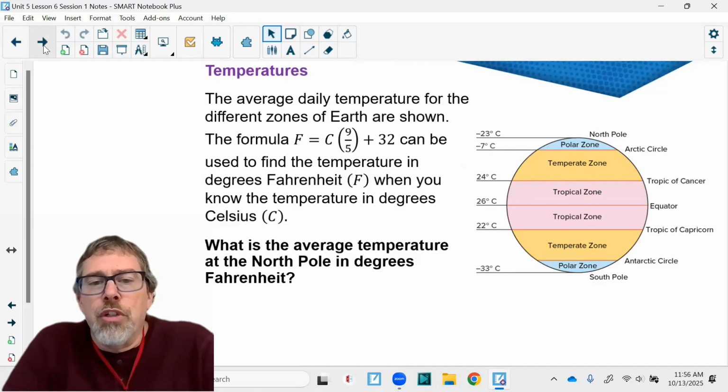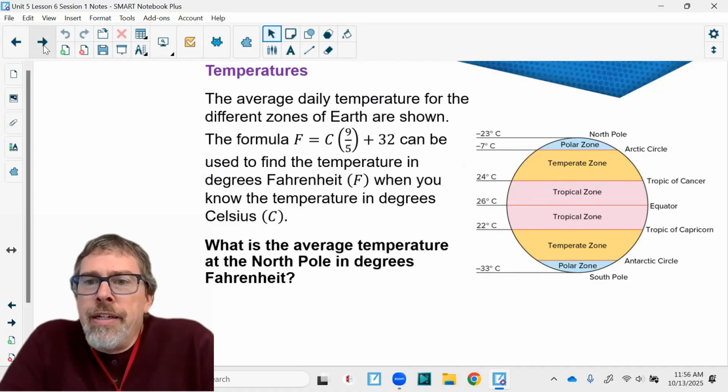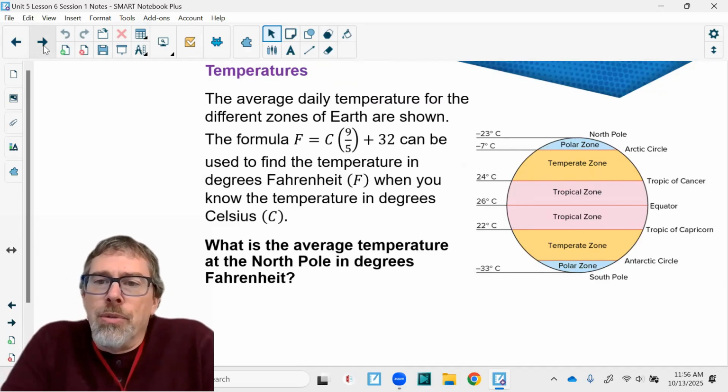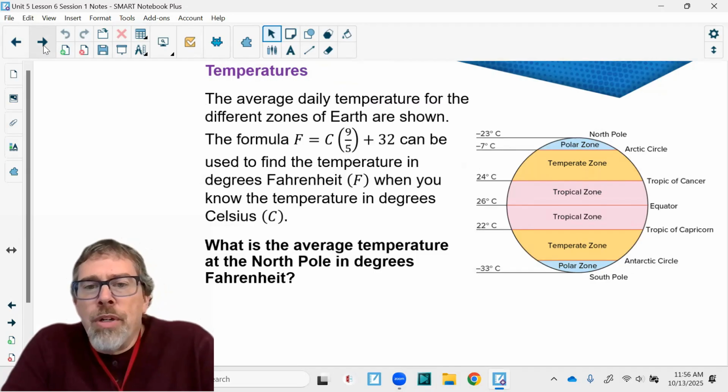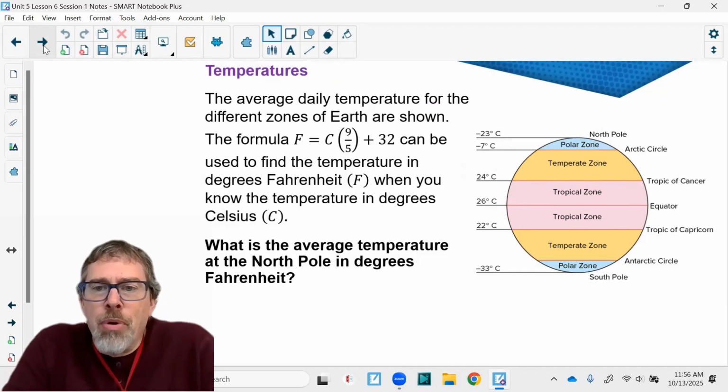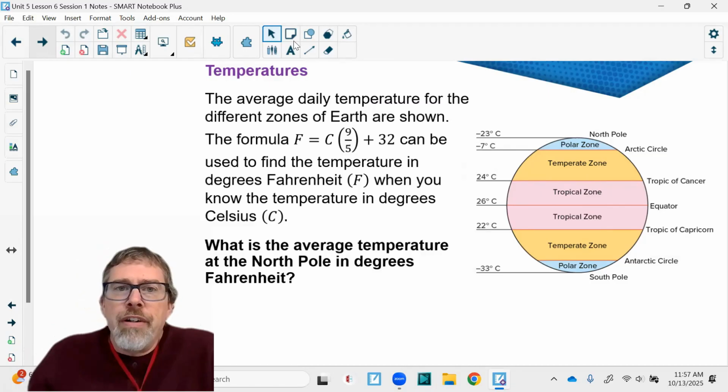Okay, so first problem that they give us is a diagram of the Earth broken into temperature zones. So it says the average daily temperature of the different zones of Earth are shown. The formula F equals C times 9/5 plus 32 can be used to find temperature in degrees Fahrenheit when you know the temperature in degrees Celsius. Then it says, what is the average temperature at the North Pole in degrees Fahrenheit?